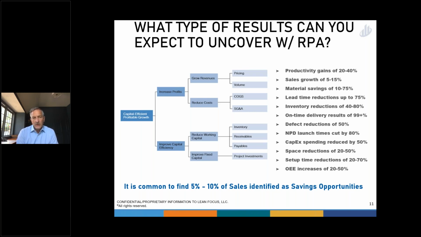Another, broader range is that it's pretty common that we find in the range of 5 to 10% of sales identified as savings opportunities. So if you have a $100 million business, a plant supporting $100 million, there might be $5 to $10 million of savings opportunities identified. The value of the rapid plant analysis is taking a step back and looking at all aspects of the business and creating that path forward and that sense of priorities based on what's important to you and your business in terms of measuring the return on investment for that rapid plant analysis.